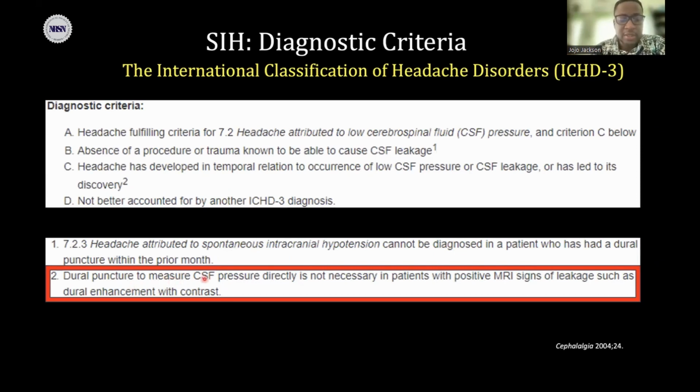And dural puncture to measure CSF pressure is deemed not necessary if you have positive MRI signs to show leakage of CSF, which is showing dural enhancement with contrast. We'll go over the features later. So if a patient has signs of hypotension, and you do MRI imaging and it shows positive features, then you do not need to do a lateral decubitus lumbar puncture to measure the CSF pressure of this patient.